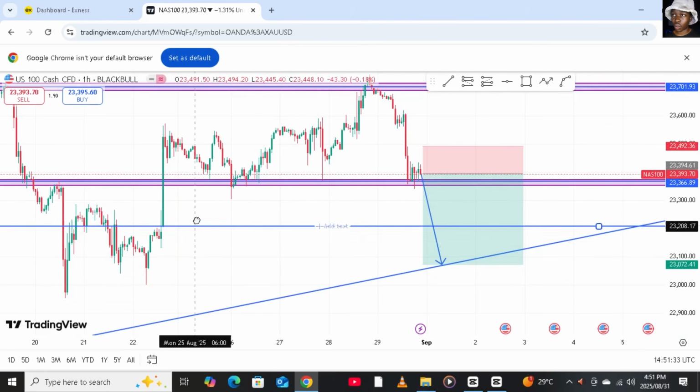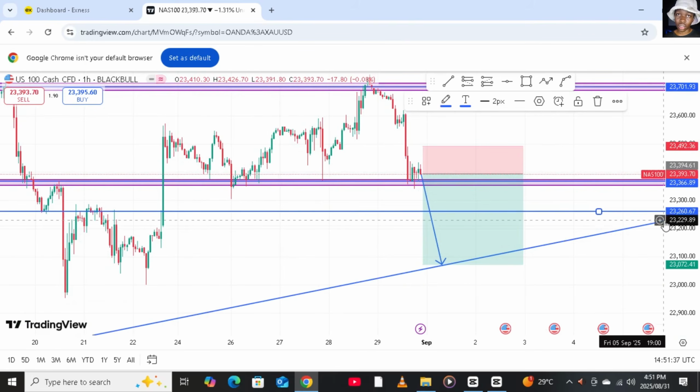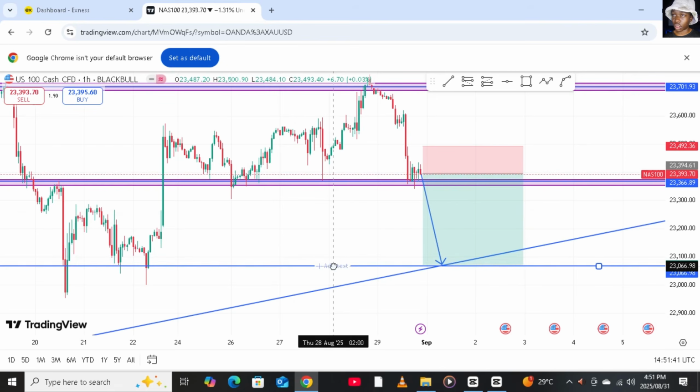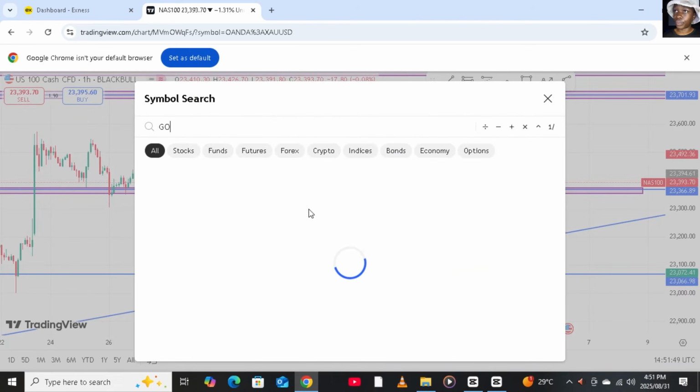It can be this low, unless it plays around and then touches. Yeah, but nah, it can never be that low. So this is what I see on Nasdaq, guys. Let's go down to gold.